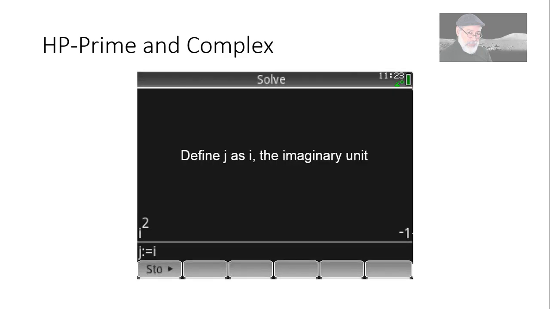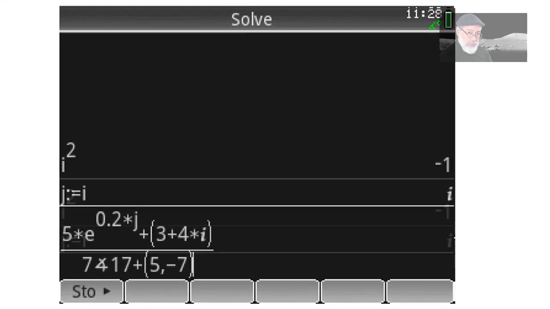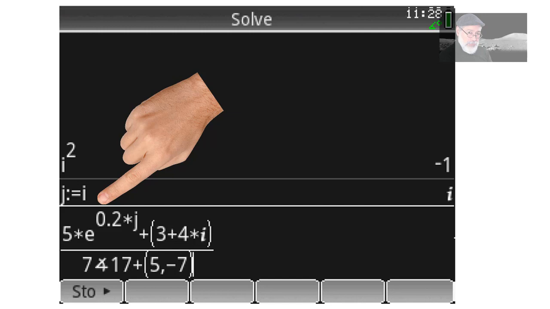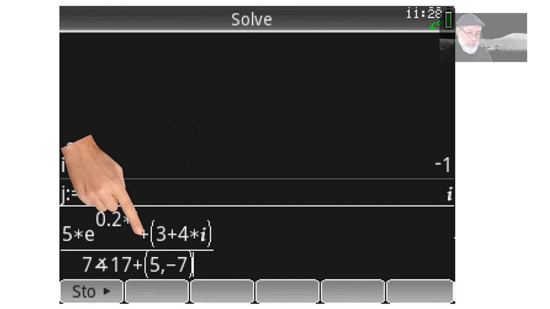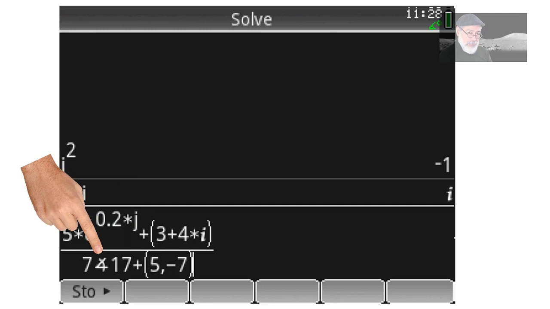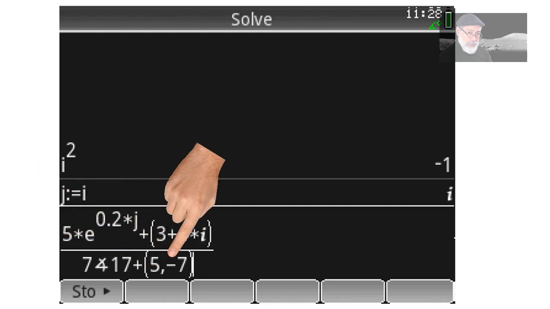j := i. I am defining j as i, the imaginary unit, so that I can write that in electrical engineering, right? Correct. Let's proceed. Observe that expression. I am adding two complex numbers and dividing that by the sum of two other complex numbers. I am adding 5 with the exponential of 0.2j, a complex number in exponential format, with another number in binomial format, 3 plus 4i, and dividing that by 7 with 17 degrees, a number in polar form, plus, in parentheses, 5 minus 7i, a number in rectangular form.